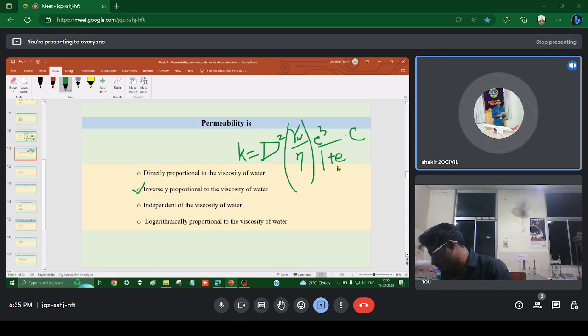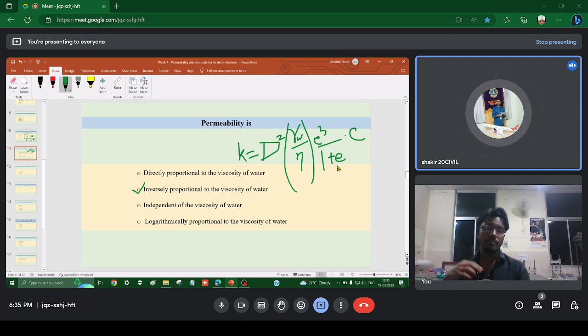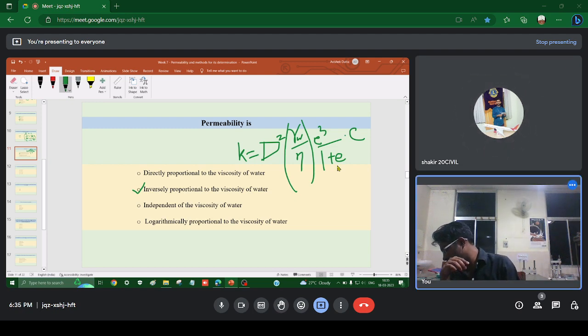Actually, sir, we have two equations. In one equation, it is directly proportional to the coefficient of viscosity, and in another equation, it's inversely proportional. I got confused in that. Which equation are you talking about? It cannot be directly proportional to viscosity because when the water is more viscous, it is more thick. It will have difficulty in moving, right?